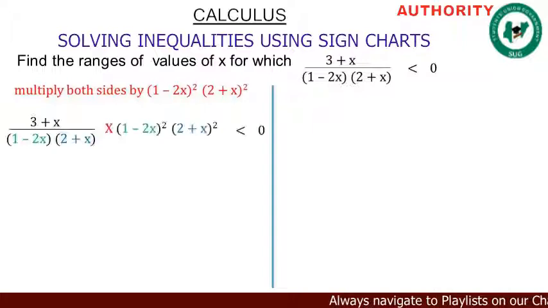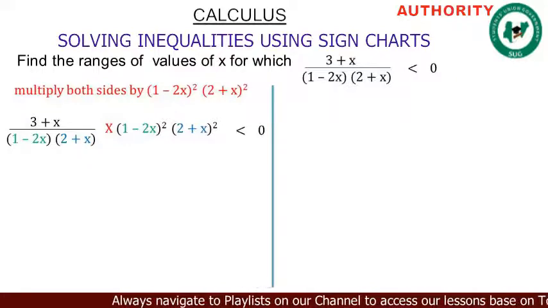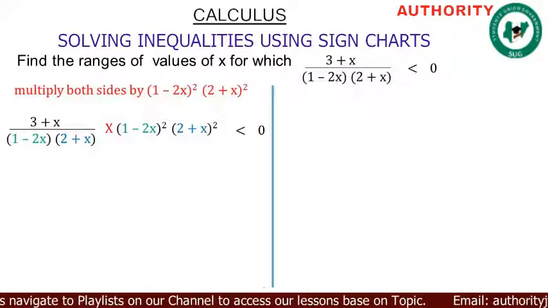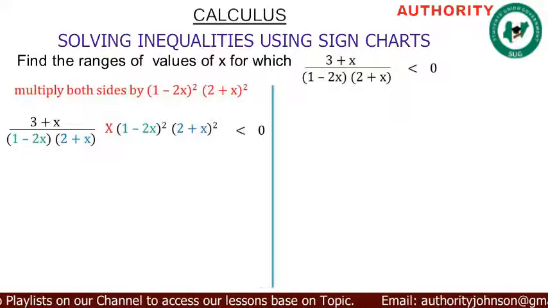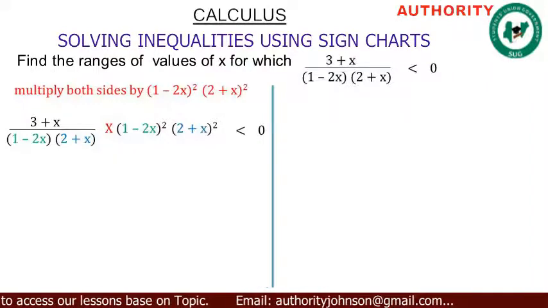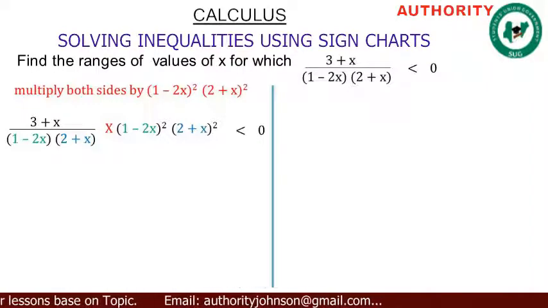Now let's see how it's going to be. It will be (3 + x) over (1 - 2x)(2 + x), times (1 - 2x) squared and (2 + x) squared, less than 0. If you multiply 0 with any number at all, it will still remain 0, so we don't waste time multiplying that side. All right, good. Now let's go.